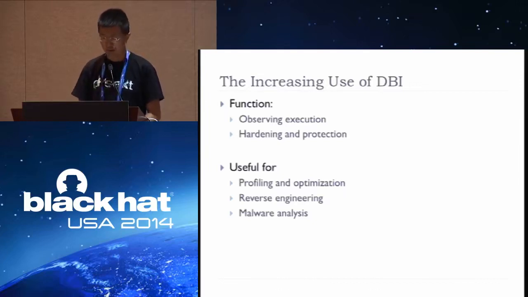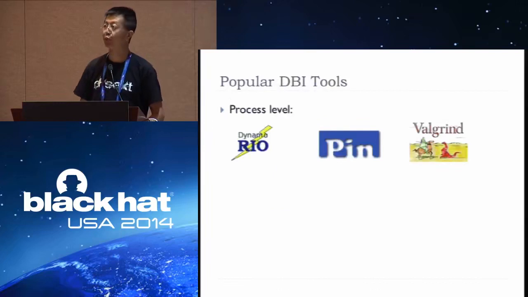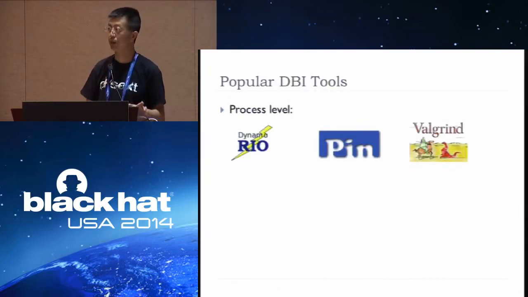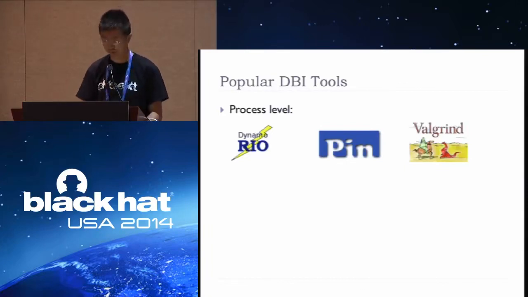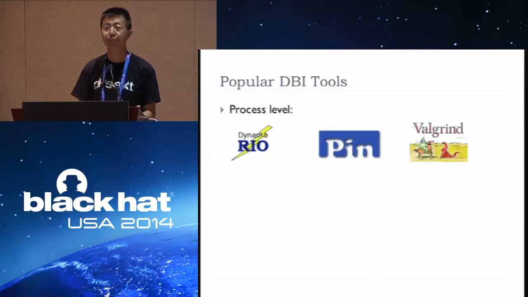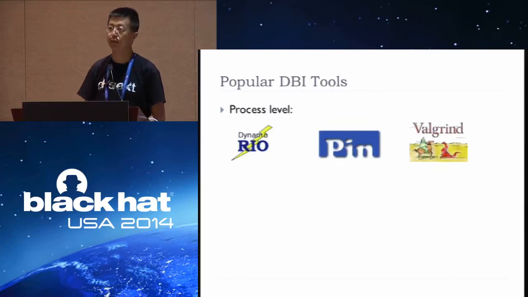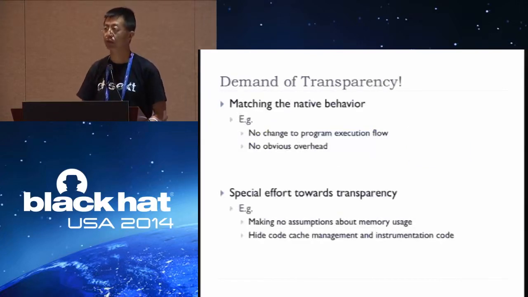Okay, and there are lots of popular tools, and this talk is mostly about DynamoRIO. It's a tool whose developers are now all at Google. And there's also the Intel PIN tool, and there's also Valgrind. All these are very popular tools. Okay? So with this brief introduction about the background, now let's go back to the core topic. We're going to look at the transparency feature of this DBI tool.